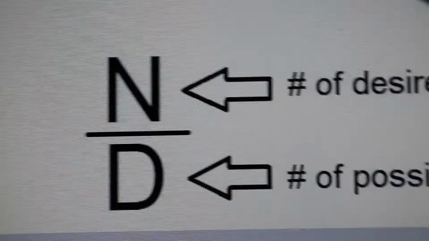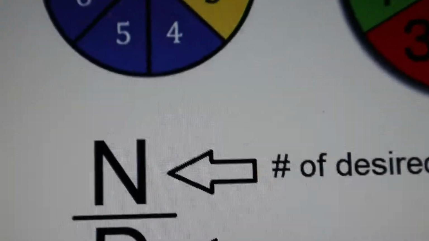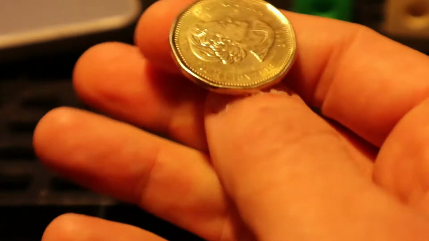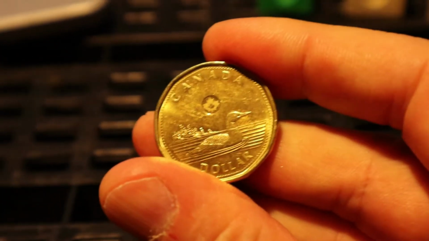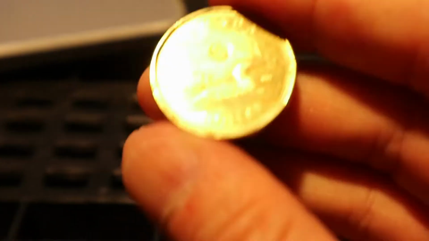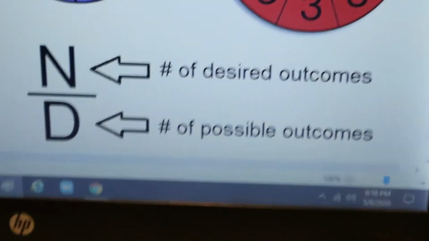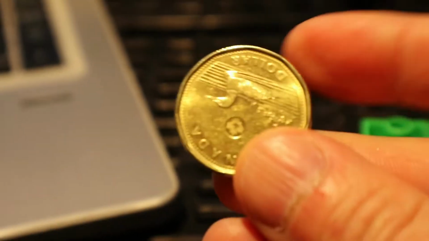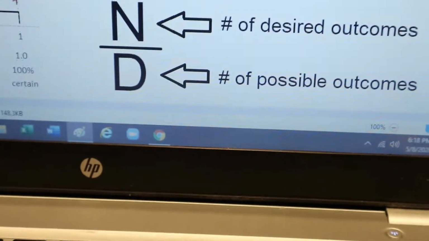Now, we can use other things to describe probability, and you could use fractions as well. Here I have a loonie, and if I decided to play the game of heads and tails, here's heads, here's tails, and I ask you, what are the chances of flipping this coin and landing on heads? Okay, so again, how many possible outcomes are there? Well, there's 2. You could land on either heads or tails. So the denominator would be 2.